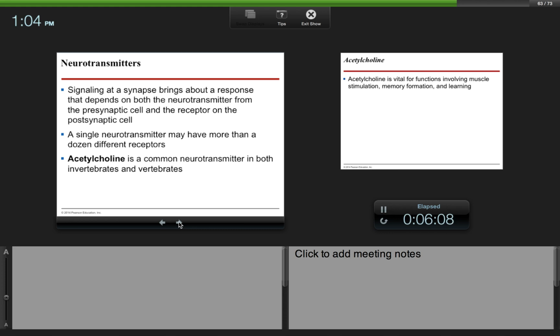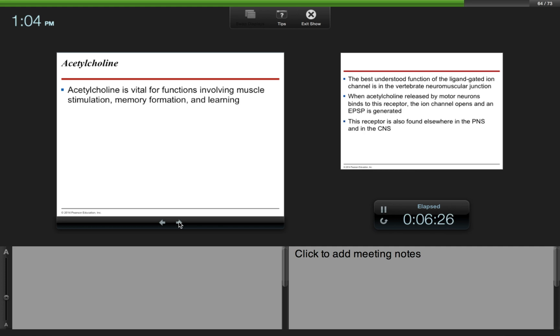Signaling at a synapse brings about a response that depends on both the neurotransmitter from the presynaptic cell and the receptor on the postsynaptic cell. A single neurotransmitter may have more than a dozen different receptors. Acetylcholine is a common neurotransmitter in both invertebrates and vertebrates. It's vital for functions involving muscle stimulation, memory formation, and learning.